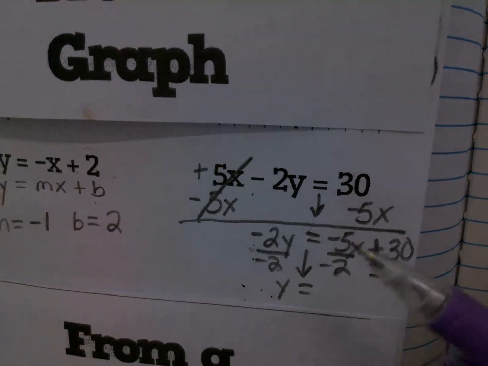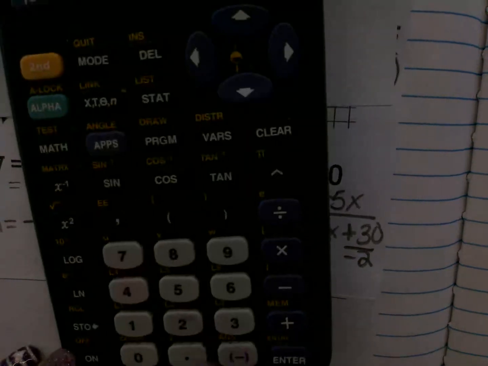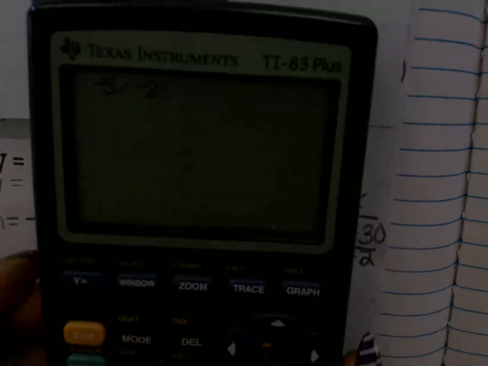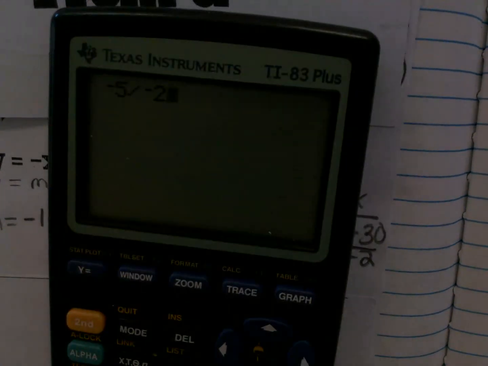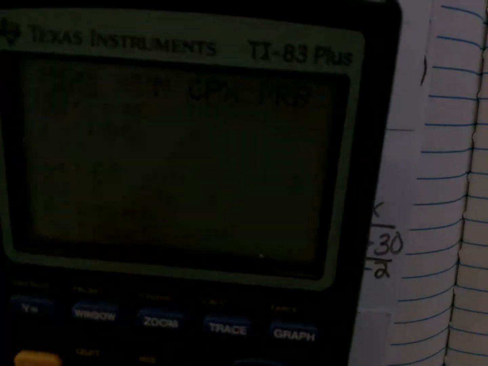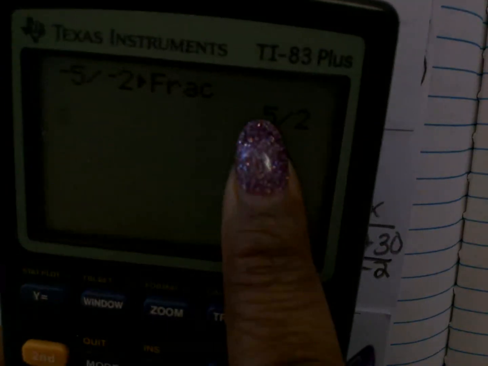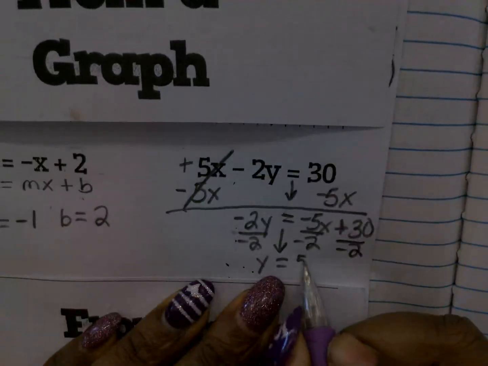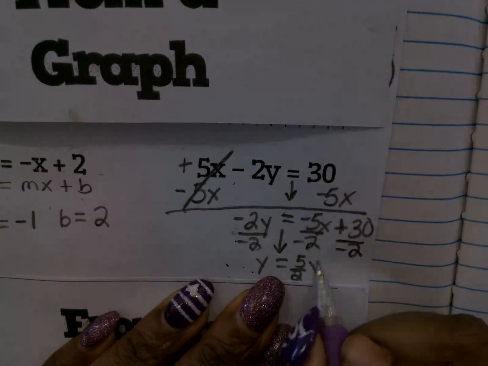Now we're reducing the fraction negative 5 over 2. Let's type that in so we can practice. This is negative 5 divided by negative 2. Please type in the negative signs. We're reducing this fraction, so we're going to press math and then enter 2 times. The math button is here, and then we're going to press enter twice. So the reduced fraction is positive 5 over 2. Bring down the x.